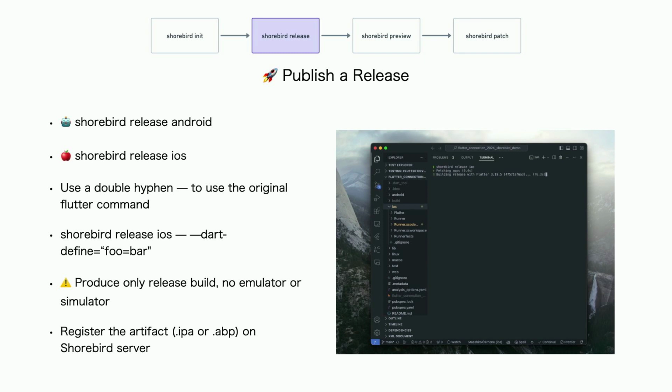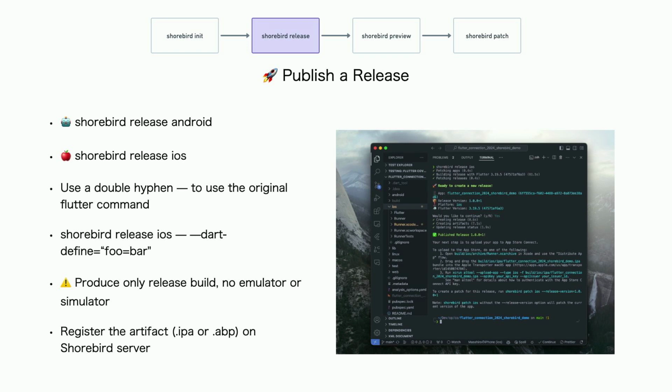And the next command is shorebird release. For Android, run shorebird release android. For iOS, shorebird release ios. For iOS, it creates an IPA. For Android, it creates an app bundle. After creating this artifact, you can upload it to App Store Connect, Play Store, or Firebase App Distribution. To use the original Flutter command options, you can use a double hyphen, like shorebird release ios -- --dart-define, and so on.